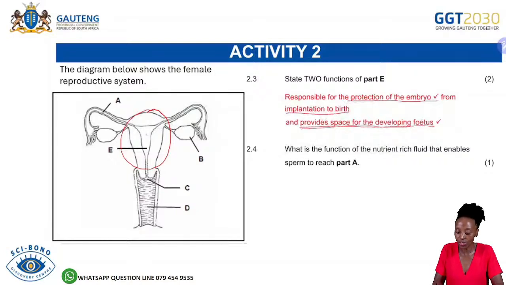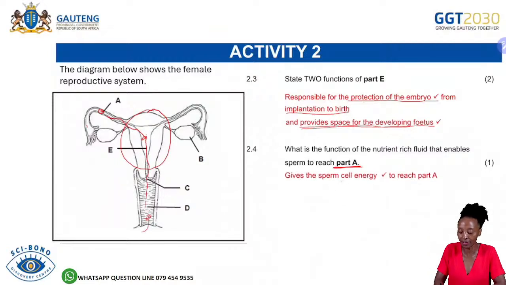What is the function of the nutrient-rich fluid that enables sperms to reach part A? Part A is the fallopian tube. We said vagina, it is where copulation takes place, where the sperm cell or the semen will be released during sexual intercourse. Then once released here, they need to swim up into the fallopian tube where they will meet the ovum and where fertilization will take place. And so what is the function of the nutrient-rich fluid? It is to provide the sperm cells with energy, so that they can be able to reach part A.